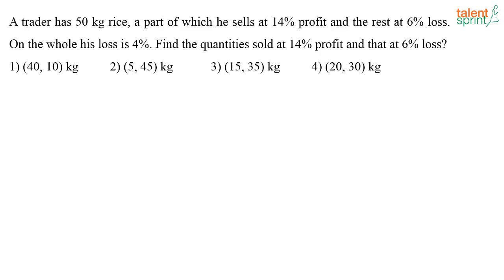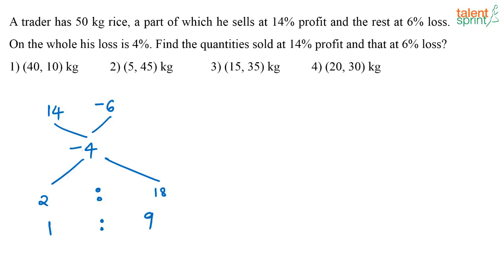So to solve this question, the easy way is to use the concept of alligation. You have one part which is sold at 14% profit and the other part sold at 6% loss, and when put together there is a loss of 4%. Now here what do I do? 14 minus minus 4, that is 18. Here I will do minus 4 minus minus 6, that is 2. So the ratio in which I should mix these two items is 1:9.